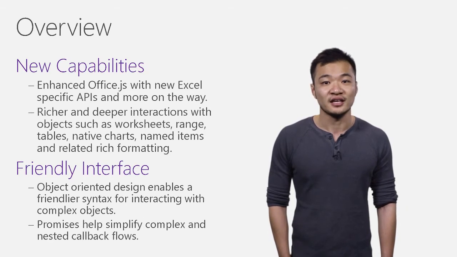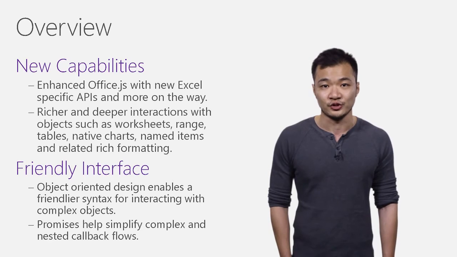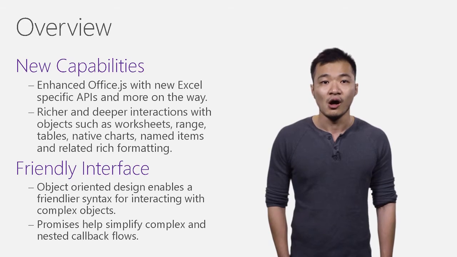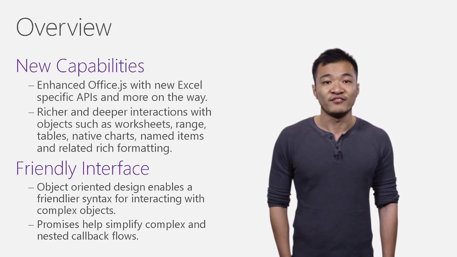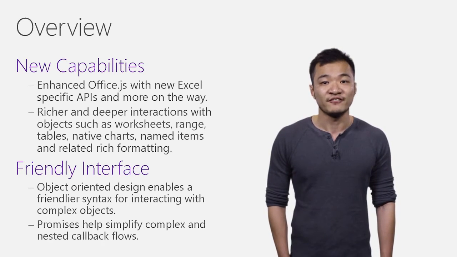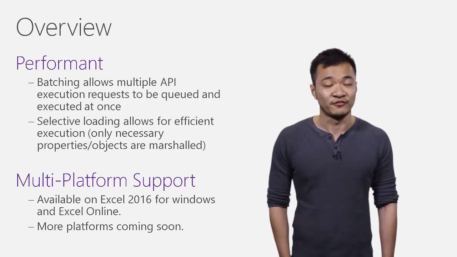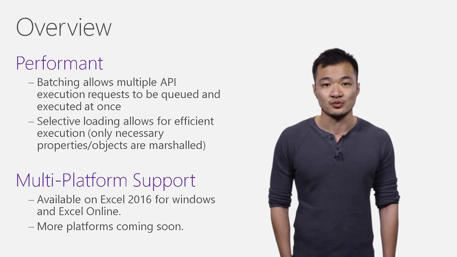We also focus on keeping our APIs simple and friendly to use. The object model is influenced by Excel VBA and provides a familiar object interface. This design makes it really simple to work with complex objects in Excel. On the JavaScript side, we are taking advantage of promises to help you simplify all the complex and nested callback flows in JavaScript.